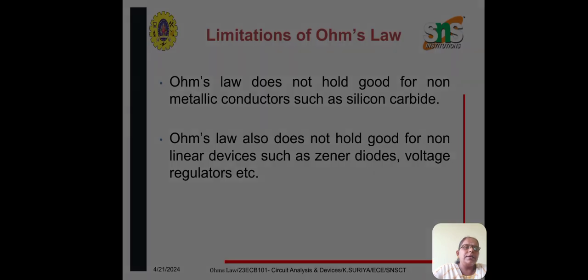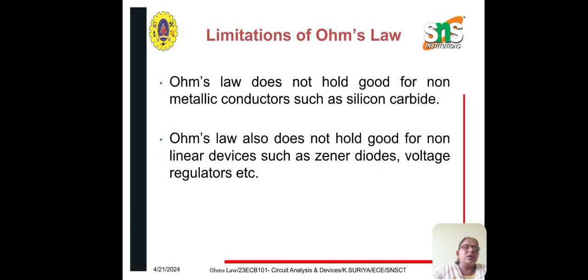There are certain limitations of Ohm's law. Ohm's law can be used only for metallic conductors. It does not hold good for non-metallic conductors such as silicon carbide. Also, Ohm's law is good only for linear devices, and it does not hold good for non-linear devices such as Zener diodes, voltage regulators, etc.